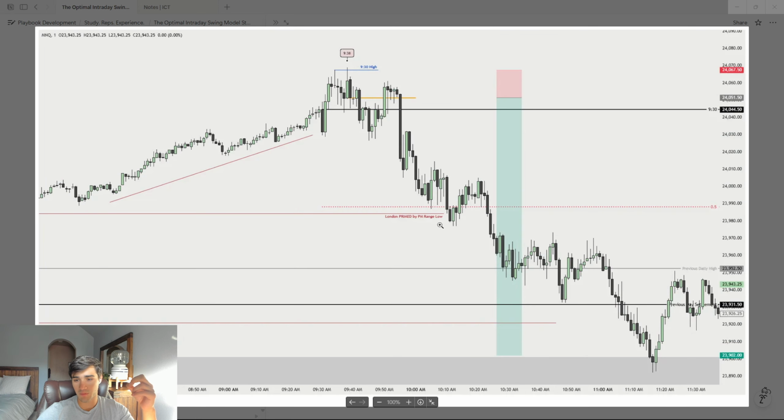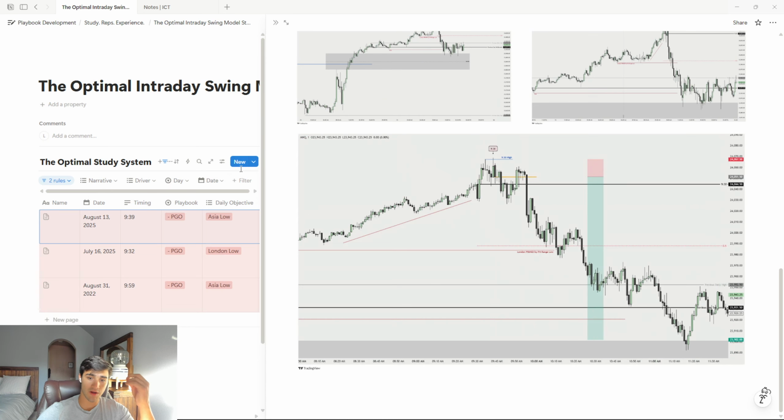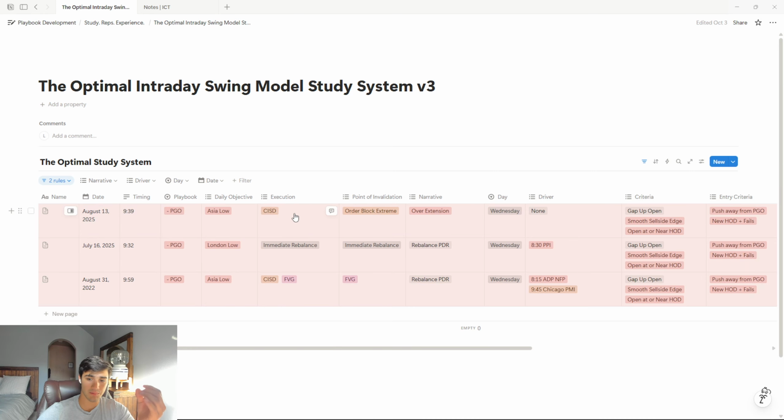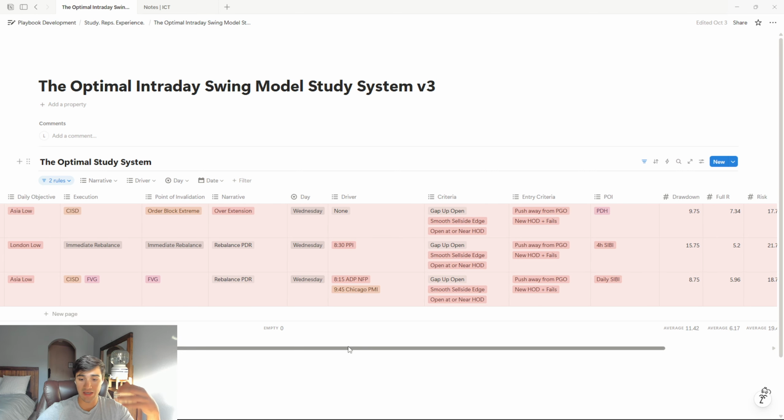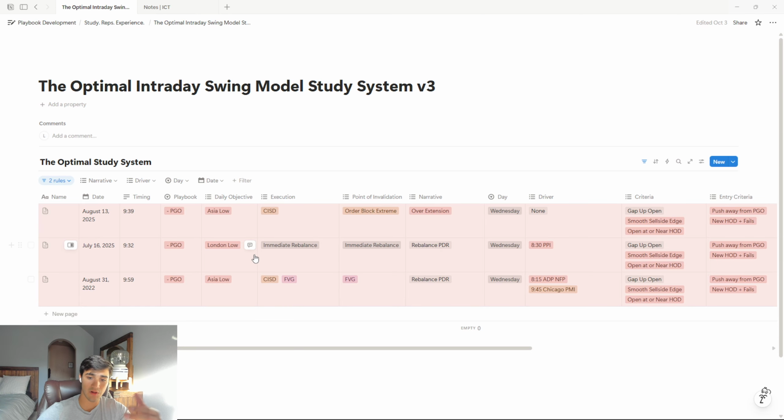And if we go to the 1 minute, we can see that the change in the state of delivery would be the PD array that I'm executing on, right? So execution is simply the PD array that I'm using to get into the trade. And I can run through these really quick because the rest of these aren't really complicated at all. The ones that really needed explaining would just be criteria, entry criteria, and narrative, to give you guys an idea of how to develop those.